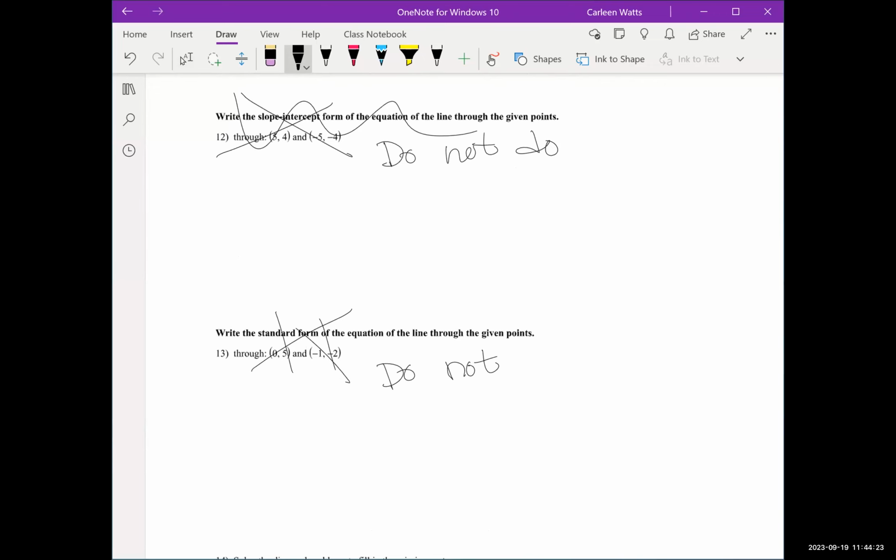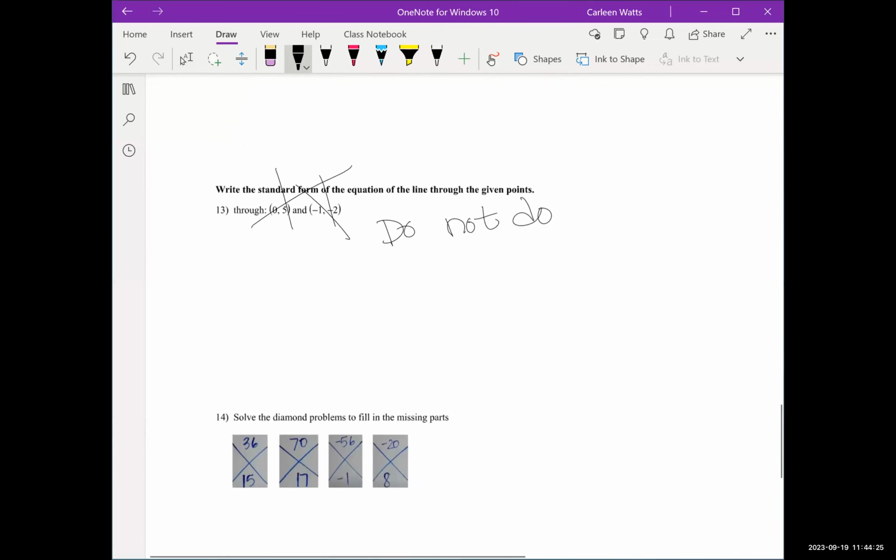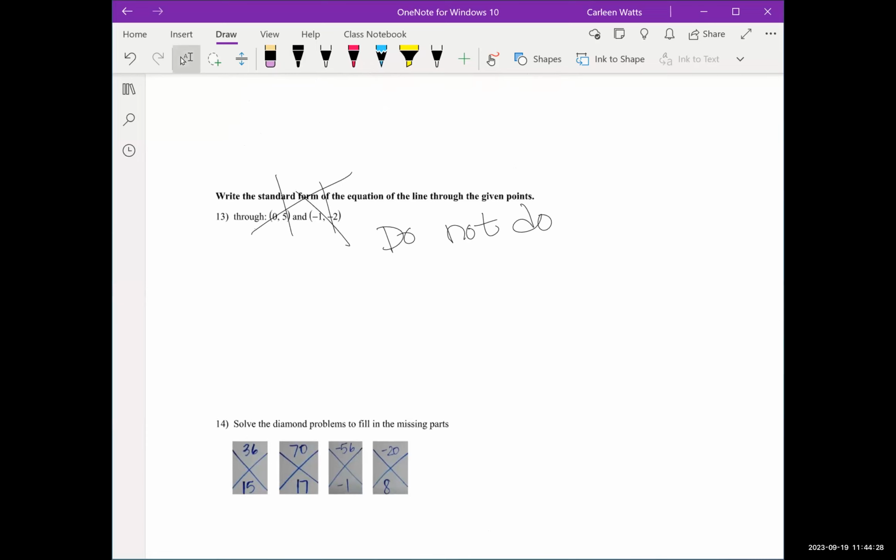I didn't want to go fast. And then these on your own. Okay, you could do diamond problems, right? Using your chart of factors. So that is it. We are done. You're doing number 1 on your own and number 14 on your own.